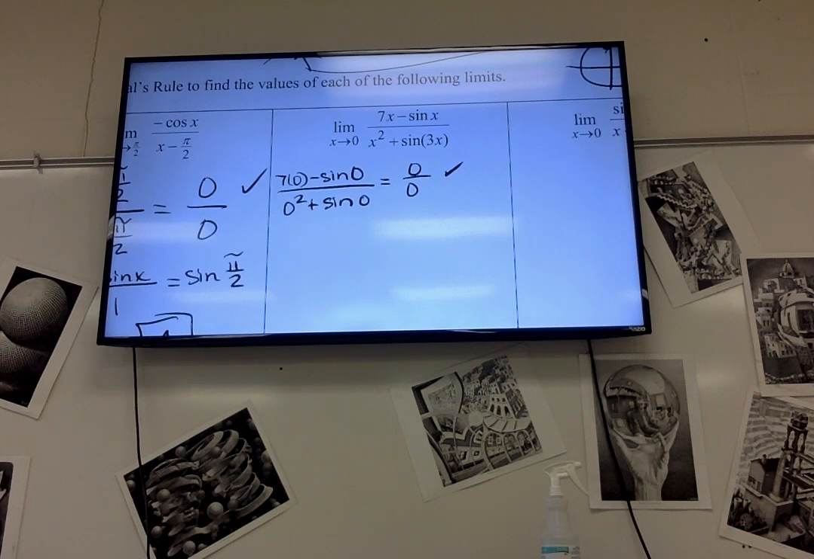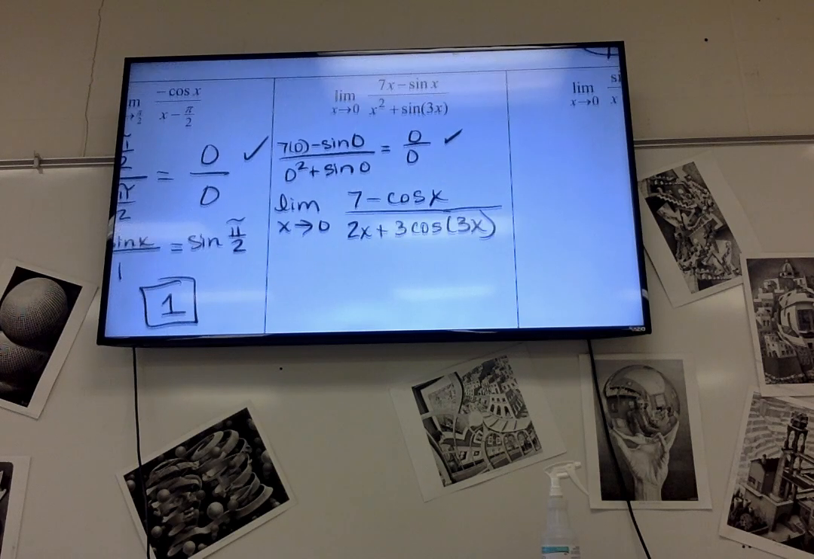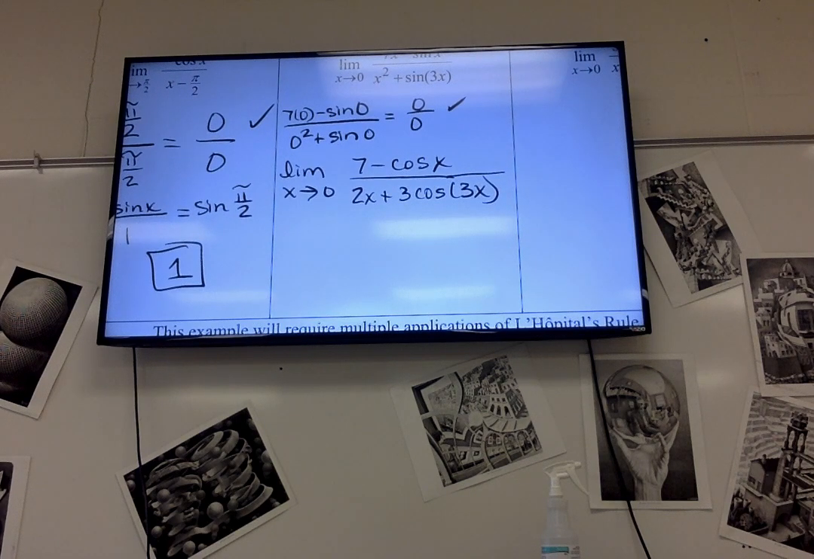Okay, so use L'Hopital. 7 minus cosine x over 2x plus. No, you have to chain them. Because it's not sine times 3x, so then it's 3 cosine of x. Yep. But it's minus. Okay, yeah.